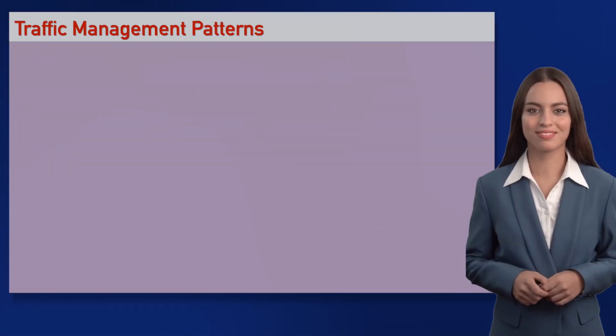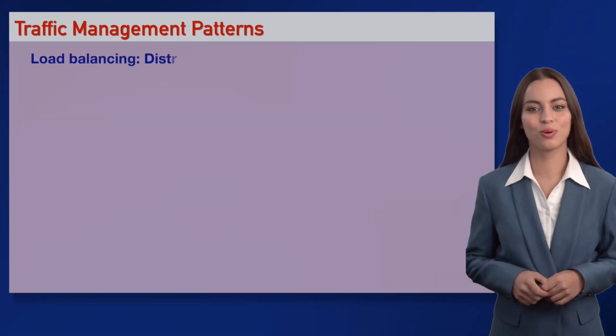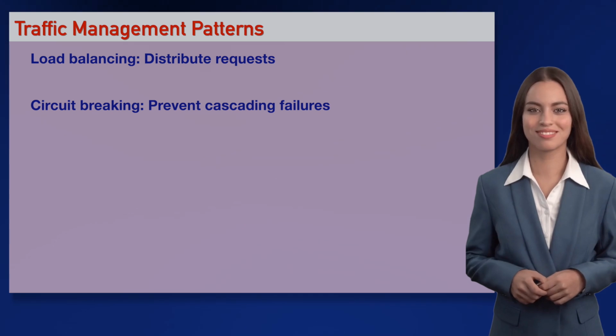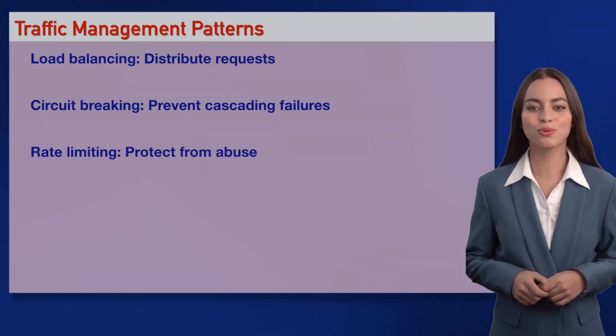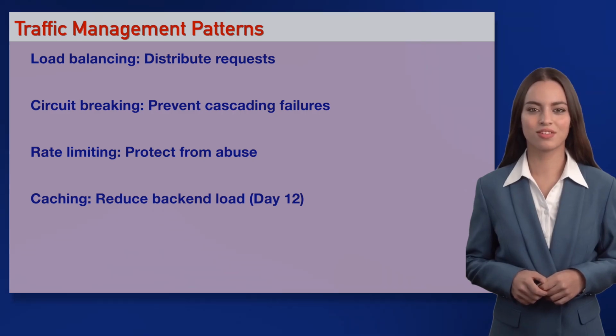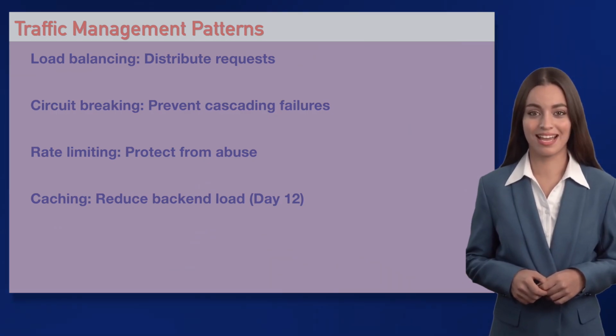Traffic management patterns. Load balancing distributes requests across service instances for even load. Circuit breaking prevents cascading failures by stopping calls to unhealthy services. Rate limiting protects backends from abuse and DDoS. Caching from Day 12 reduces load by serving repeated requests from gateway cache.